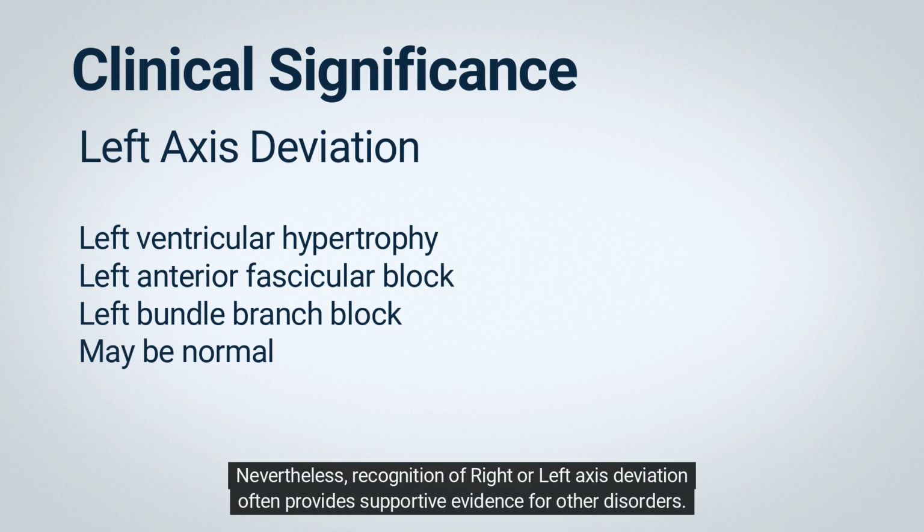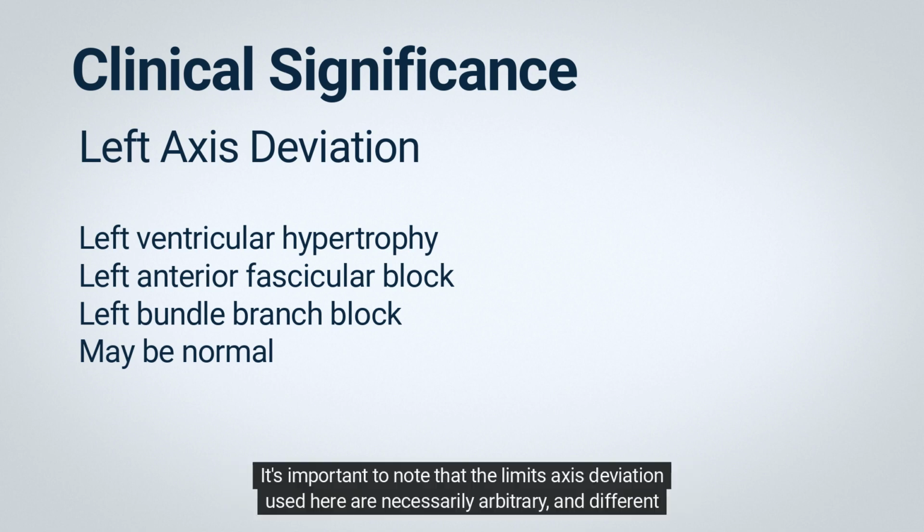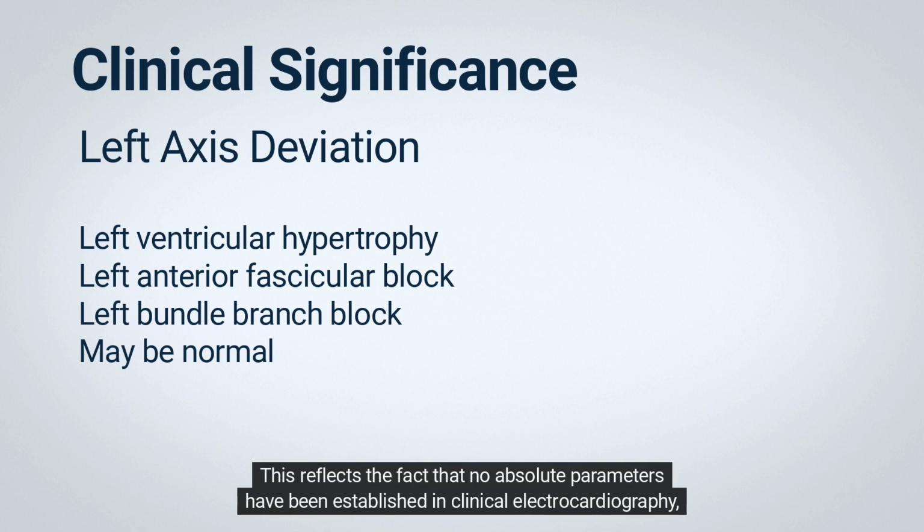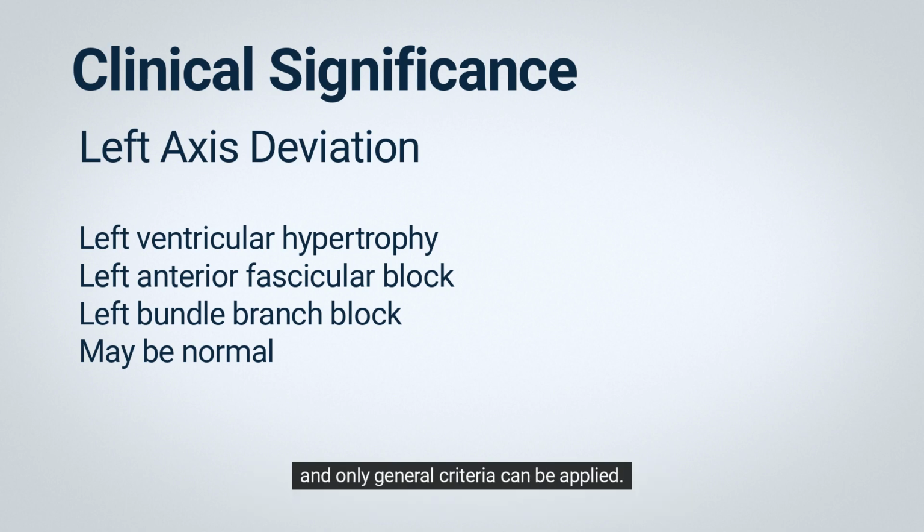Nevertheless, recognition of right or left axis deviation often provides supportive evidence for other disorders. It's important to note that the limits of axis deviation used here are necessarily arbitrary, and different authors may use different criteria. This reflects the fact that no absolute parameters have been established in clinical electrocardiography, and only general criteria can be applied.